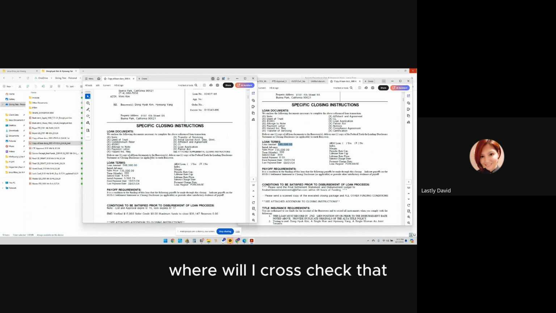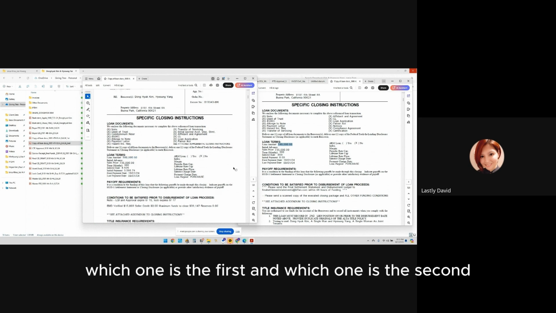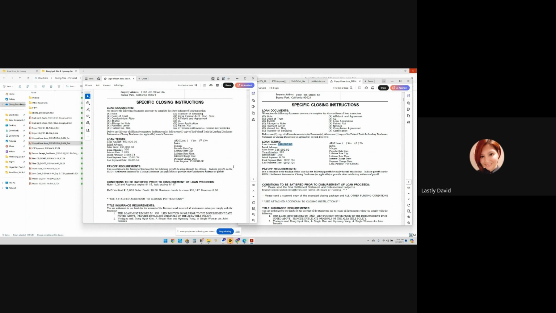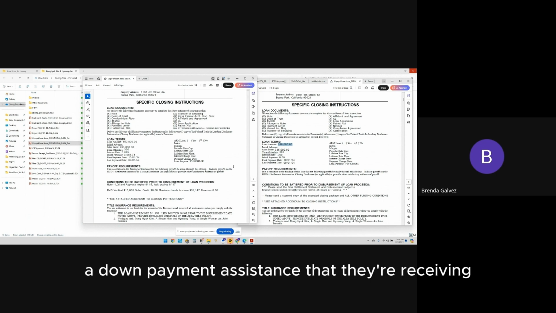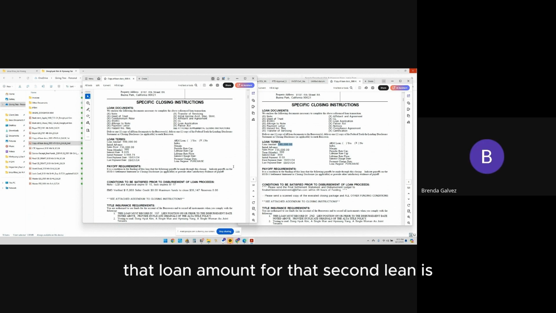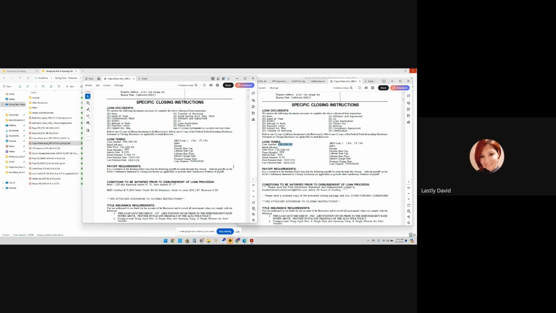Where will I cross check that? Like, which one is the first and which one is the second? So the first lien is always going to have the higher loan amount. The second is always going to be either a HELOC, a home equity loan, or in this case, a down payment assistance that they're receiving. That loan amount for the second lien is going to be less than the first lien. Okay, gotcha.